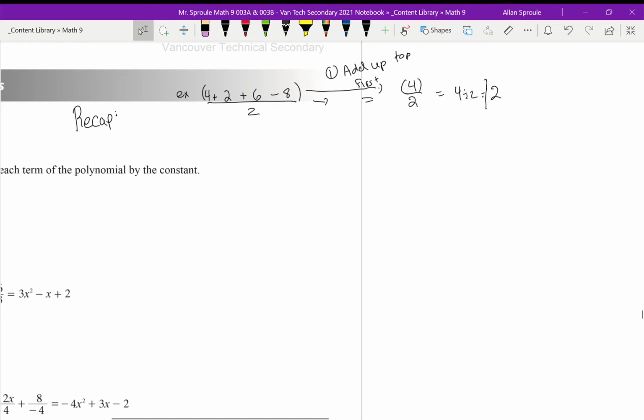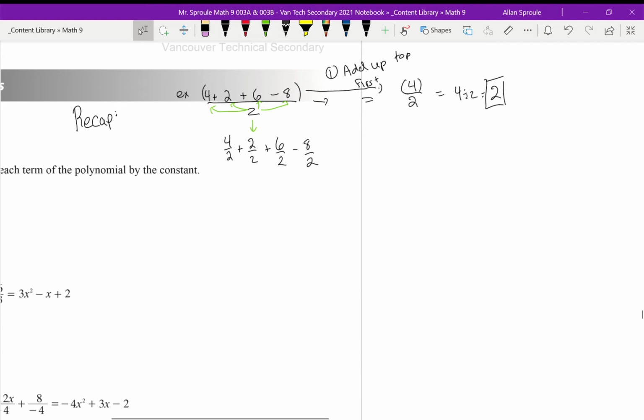which gives me an answer of 2. The other way I can think about this is that this divide by 2 applies to everything. So another way I can write this is 4 divided by 2 plus 2 divided by 2 plus 6 divided by 2 minus 8 divided by 2. It seems weird that I'm doing this, but you'll see why when we get to polynomials.